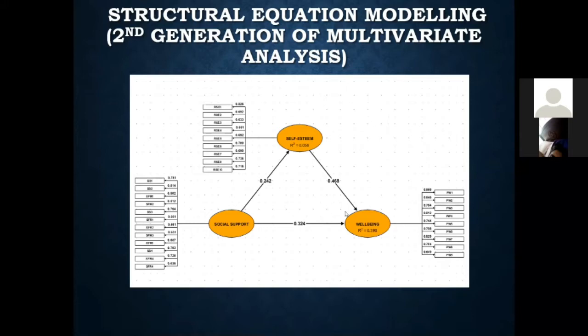So this is what we call structural equation modeling. It is a second generation of multivariate analysis. Before this, we did MANOVA, two-way ANOVA, independent ANOVA, MANCOVA, SPANOVA. That one is first generation. This one is second generation of multivariate analysis.